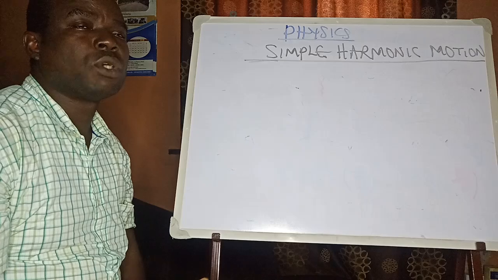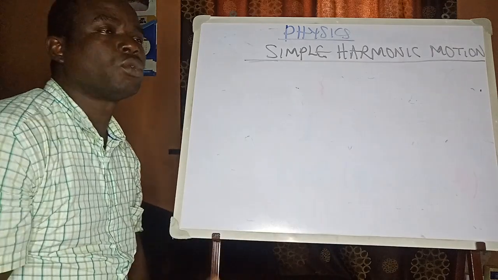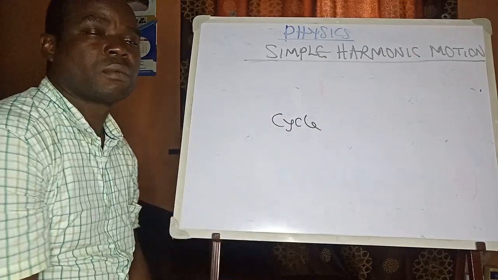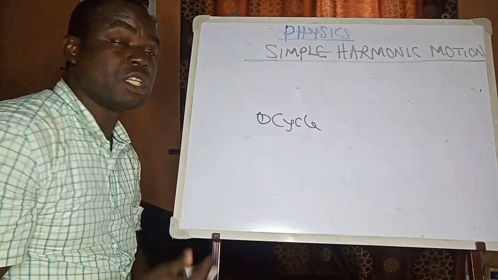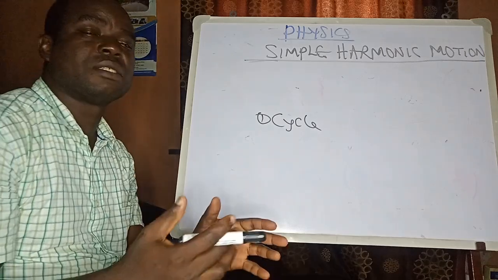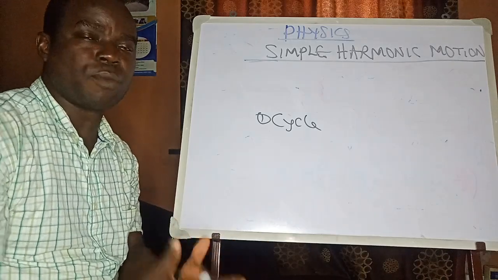Then very quickly, I want to talk about the terms we use in discussing this topic. Okay, I want to talk about the word cycle. That's the first thing I want to talk about. I want to quickly take a rundown, then we can do some calculations. A cycle is the complete to and fro movement of a body.